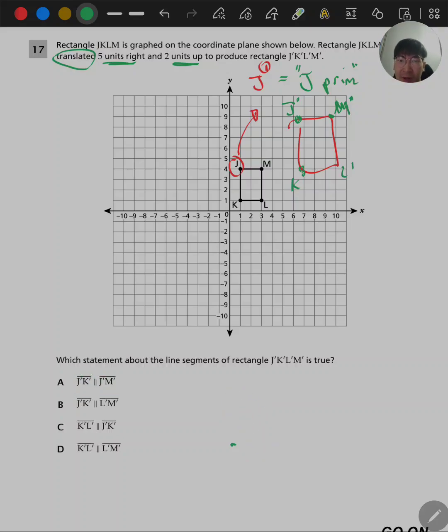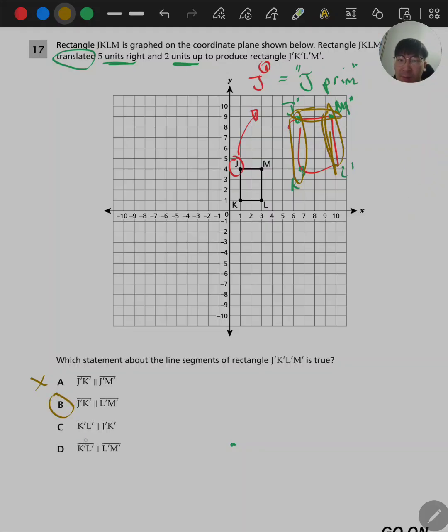So J prime, K prime, is it parallel to J prime, M prime? No, right? Because J prime, K prime is this, and J prime, M prime is this. That is perpendicular, so that is the opposite of parallel, so it can't be this. J prime to K prime, is it parallel to L prime, M prime? Yes, and it's gonna be B. Okay, but let's just double check the other ones.